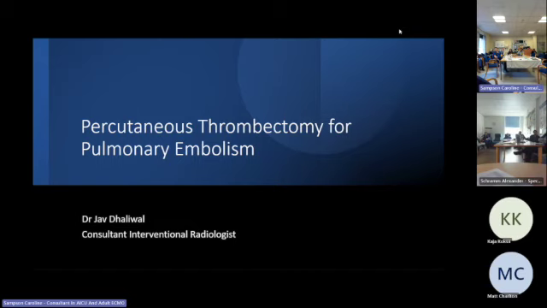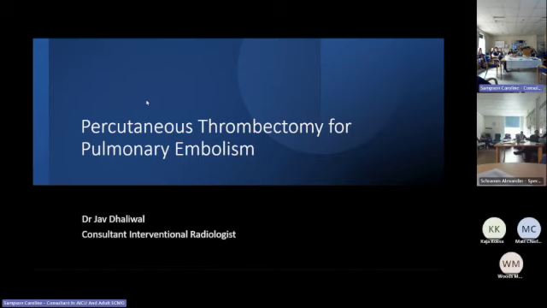Yes, so we're going to talk about percutaneous thrombectomy in the context of pulmonary embolism. It's a relatively new development, and we have Karen from Inari. Inari is the company who makes the device that we now stock in Glenfield, and she's going to, with the guys here at the end of the presentation, go through the device that we're using for PEs now.